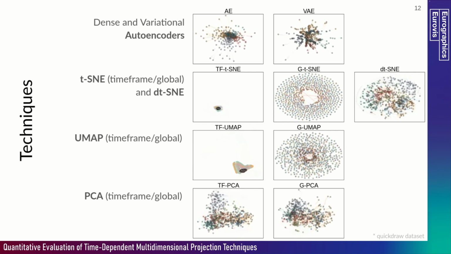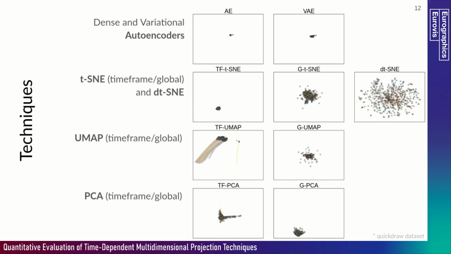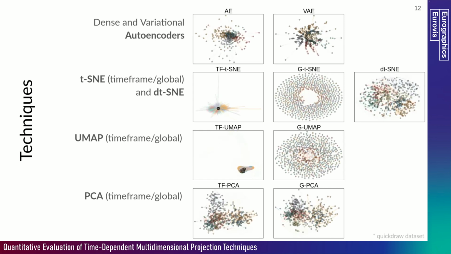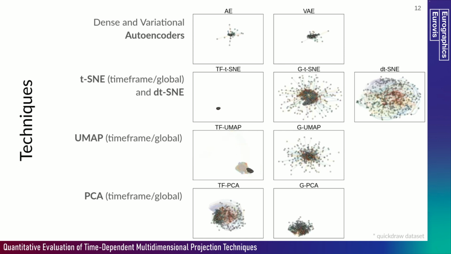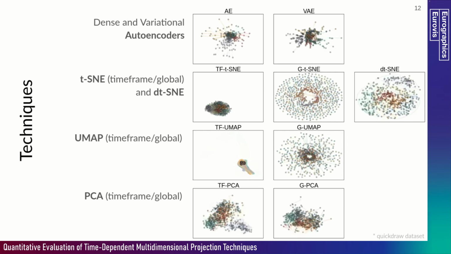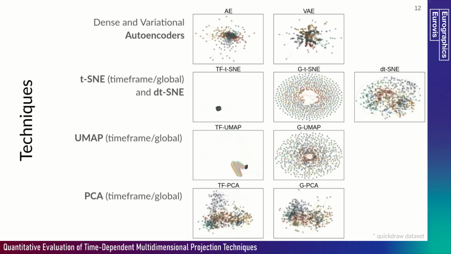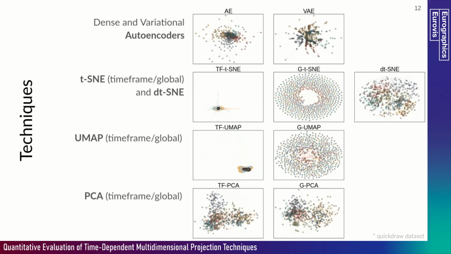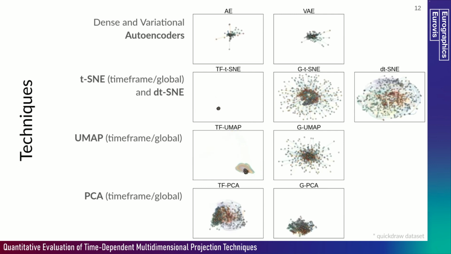And on the same paper, the author suggests strategies on how to organize the data and adapt static methods to generate dynamic projections. These techniques are time frame, which basically means run the projection algorithm independently for each time step and then stitch the outputs together. And global, which means concatenate all time steps of the input, run the projection algorithm once, and then separate the output back into the original time steps. These two strategies were applied to TSNE, UMAP, and PCA.